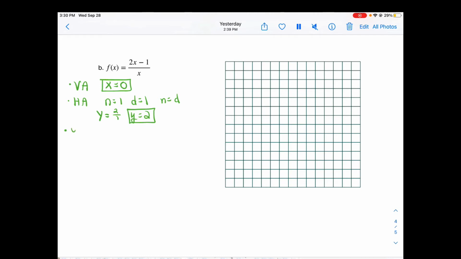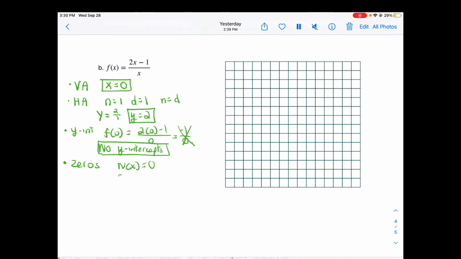Next, we need to find our y-intercepts. Ooh, -1 over 0, that is undefined, so this one has no y-intercepts. Now find your zeros. Remember, you find your zeros by taking your numerator and setting it equal to 0 and solving for x, and I get x equals 1/2. So I have the point 1/2 comma 0, so x-intercept of 1/2.